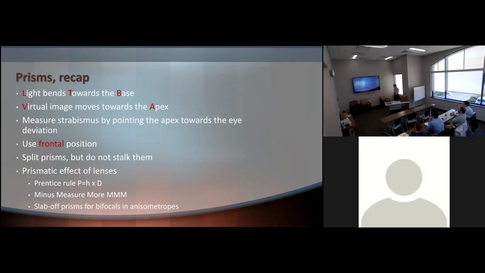For the prismatic effect of the lens, we use Prentice's rule, in which the prismatic effect equals the amount of decentration in centimeters multiplied by the power of the lens. Minus lenses always make things worse. Minus measures more, but it hides the strabismus partially by the magnification effect. Slab-off prisms for the bifocals and anisometropes. Think about yoked prisms, Hering's law. Apex goes to the null point.